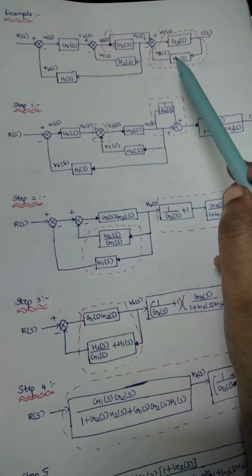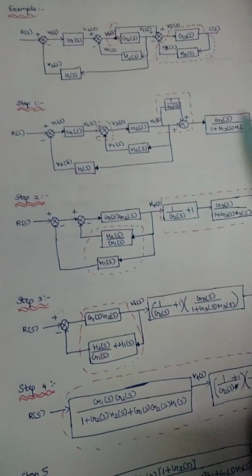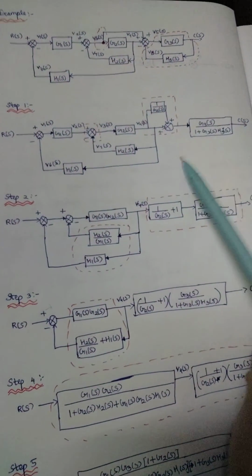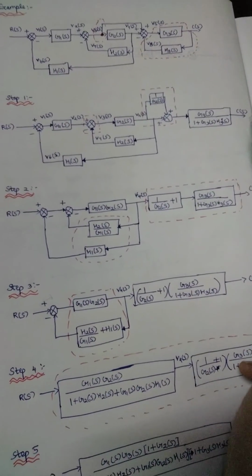Okay, then while reducing this, as it is a feedback plus to minus, it becomes G3 of S divided by 1 plus G3 of S into H of S, C of S.